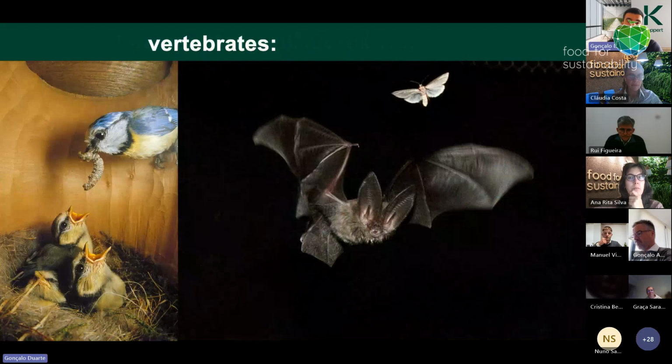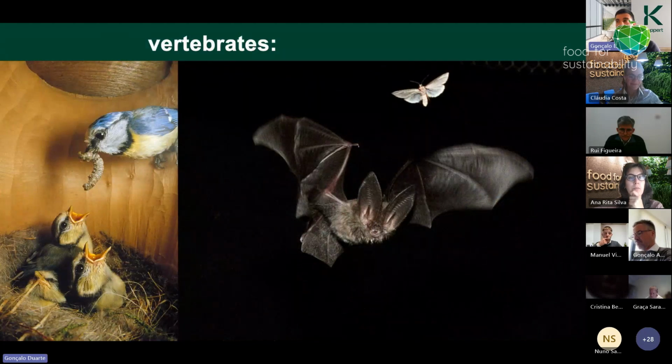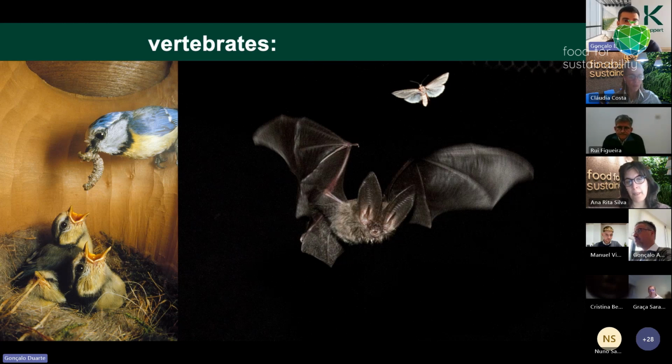Of course, we cannot forget about vertebrates. We tend to think a lot about insects in my situation, but birds are very important for the control of caterpillars. Also, bats are very important to control adult moths. And we need to show the growers that there is great value in promoting this type of biodiversity as well in their production systems.